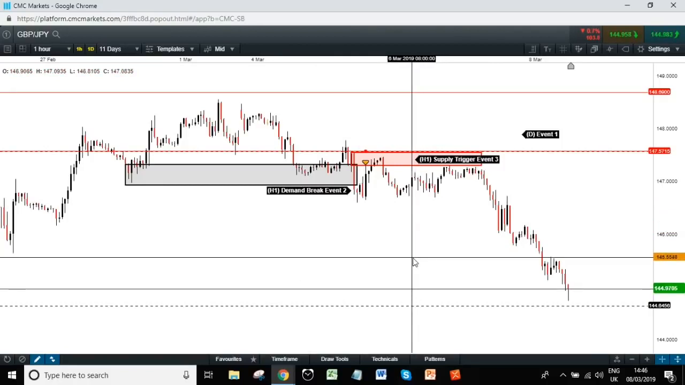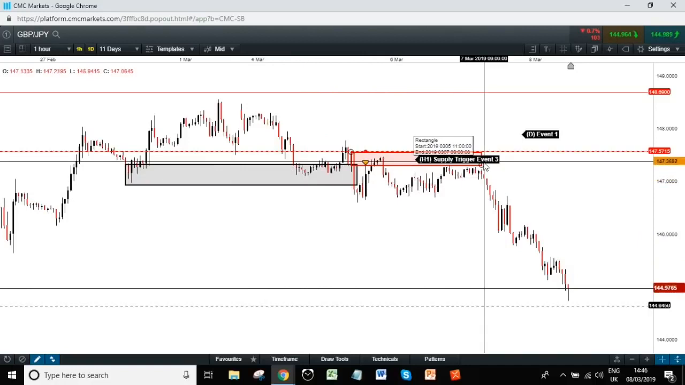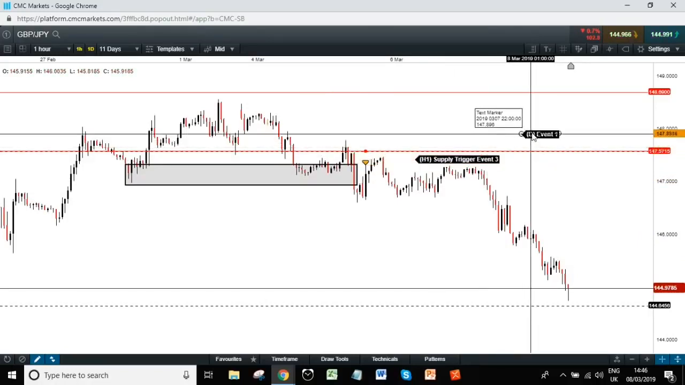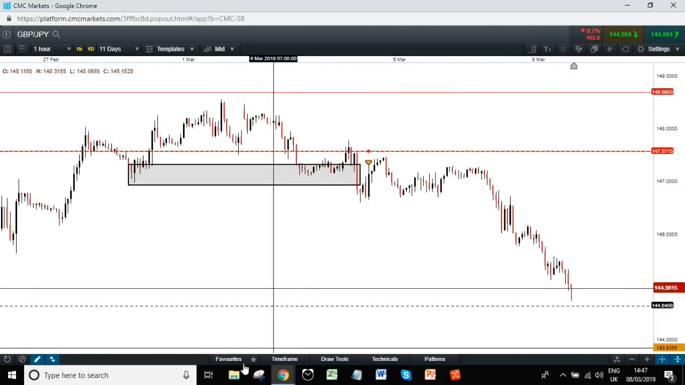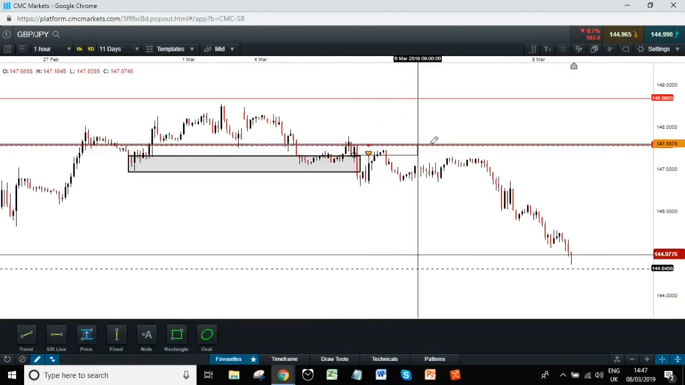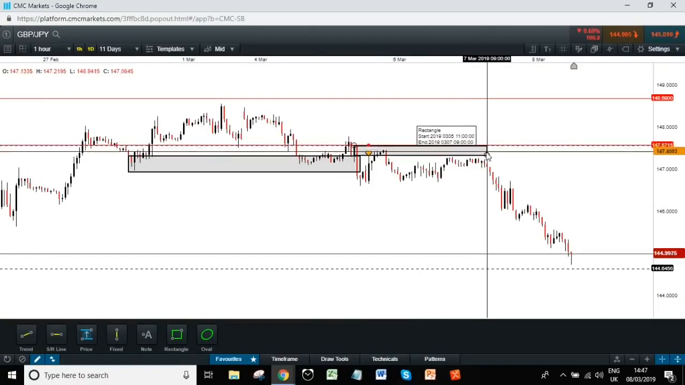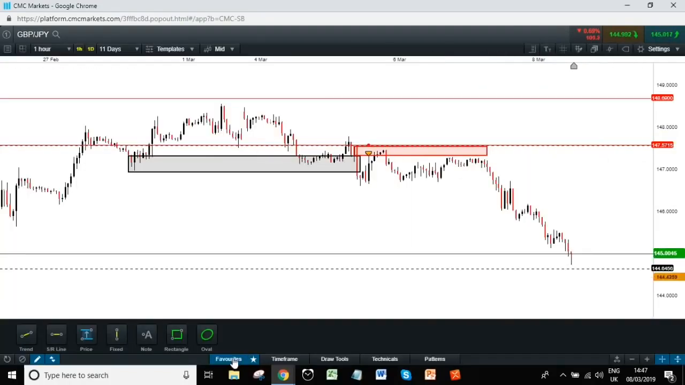So let me just delete this stuff here. Actually, let me just keep that in just so you guys can see that. Perfect. Okay, so let's zoom back out to the daily chart.